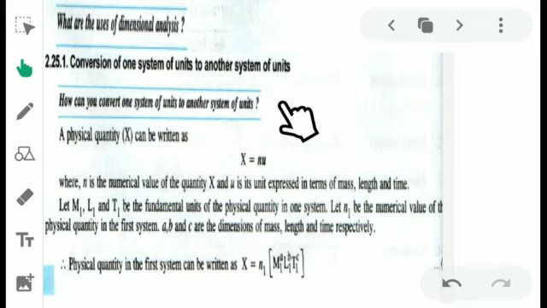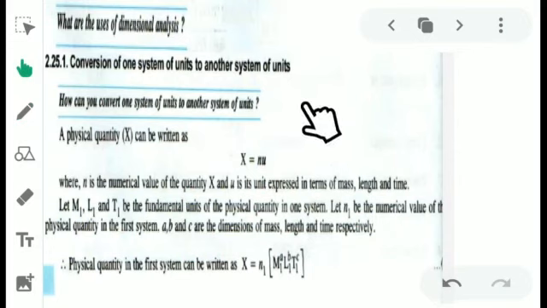You know about the SI system and CGS system, or whatever system is given. We can convert the dimensional quantity, that means the unit, from one system into another system. That means 1 meter is equal to 100 centimeter, that you all know.